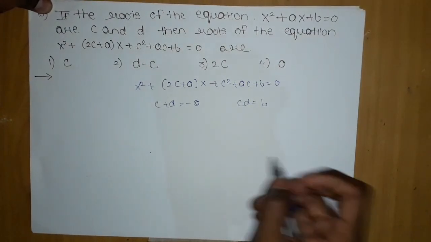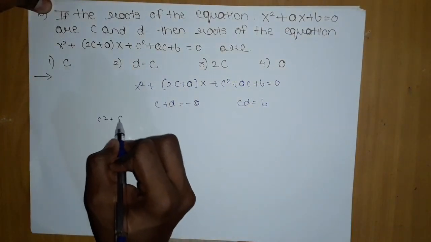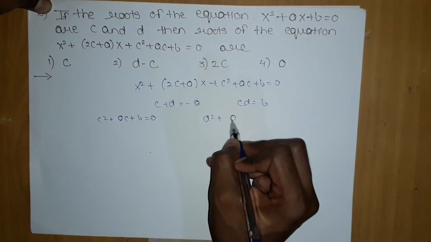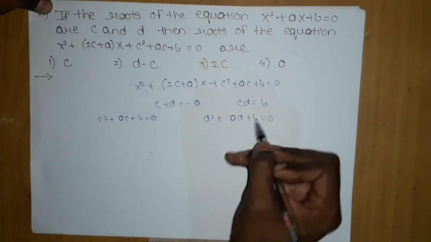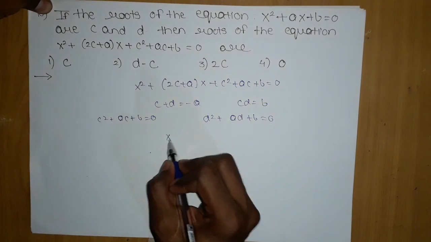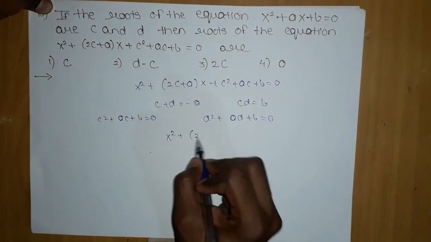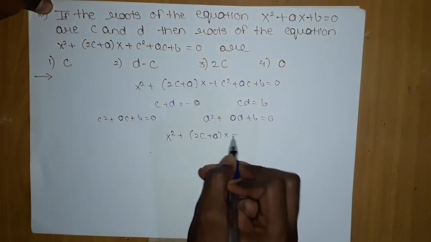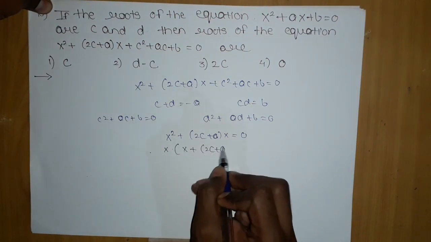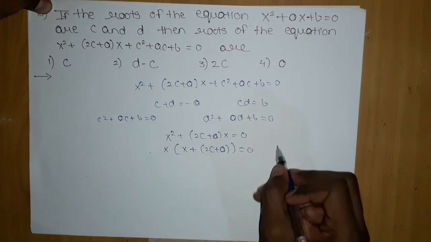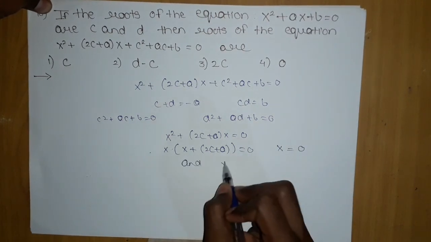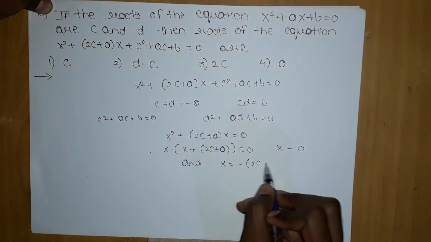One more thing, if c and d are its roots, then c square plus ac plus b should be equal to 0 and d square plus ad plus b should be equal to 0. If you observe clearly, c square plus ac plus b is 0, so this equation will reduce to x square plus (2c plus a)x equal to 0, which gives x equal to 0, and the other root is x equal to minus (2c plus a).